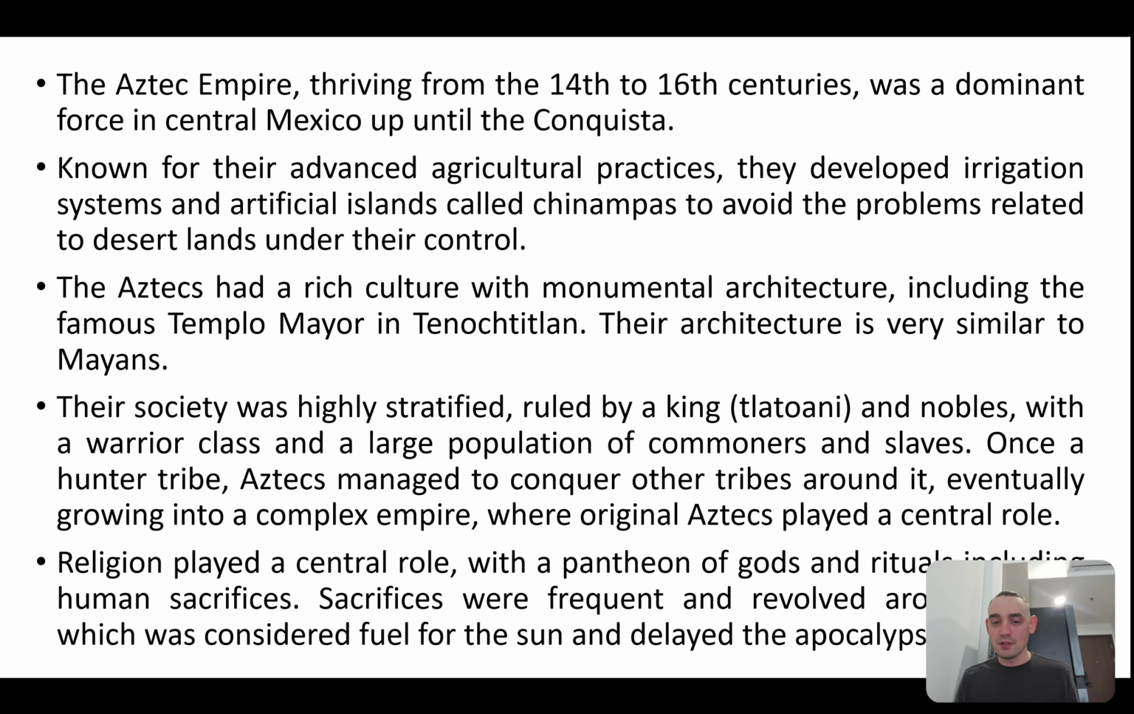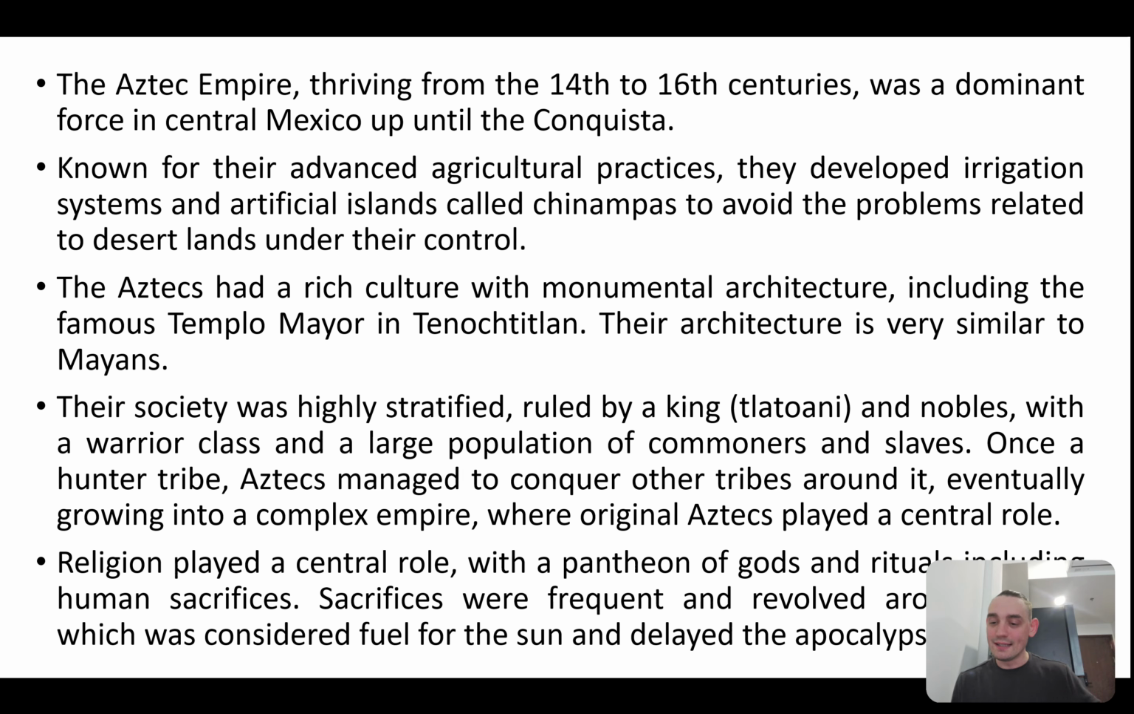The architecture is very similar to Mayans because they're assumed to have one predecessor called Olmecs, right? And these Olmecs have given them the foundation of both of their cultures. But again, Mayans have probably also influenced them quite a lot. Their society was highly stratified, ruled by a king and nobles with a warrior class and a large population of commoners and slaves. So their society has been well structured. The warriors had a lot of responsibilities. They weren't just warriors, right? They also were farmers, and in that sense, they quite often needed to make sure that their farms are kept taken care of, right?